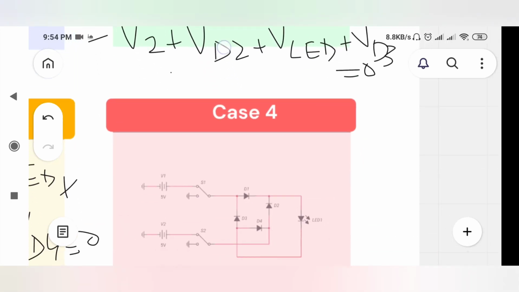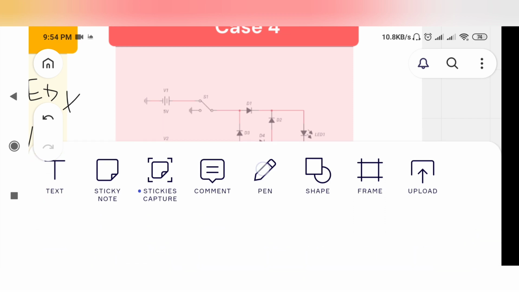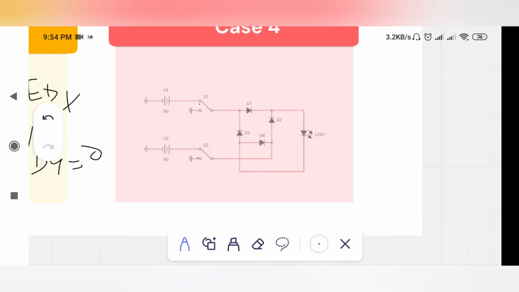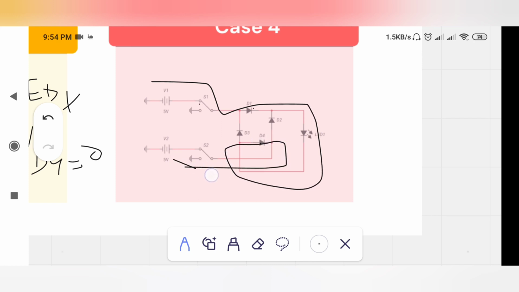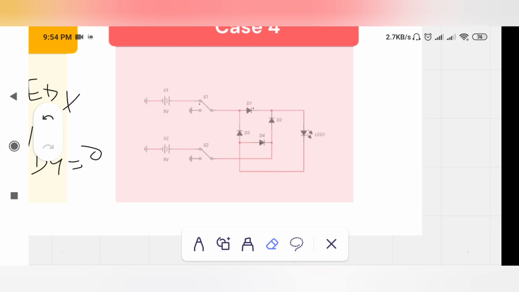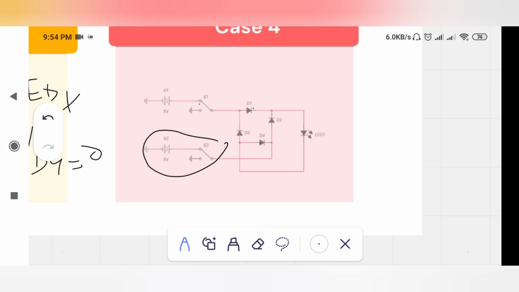Now come to the last case. In this case S1 and S2 both are connected to the 5 volt source. Now see the direction of current. As you know, current will flow from higher potential to lower potential. In this case, when S1 turns on, D1 and D4 work, and current will flow like this. No, current won't flow like this because it doesn't have any lower potential.